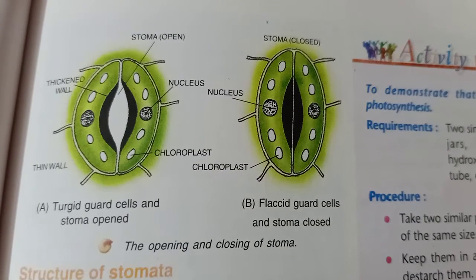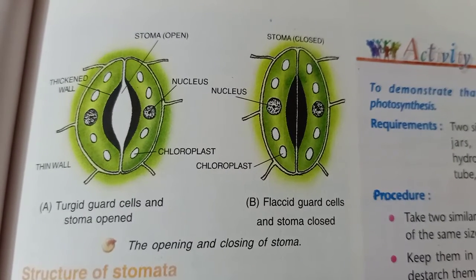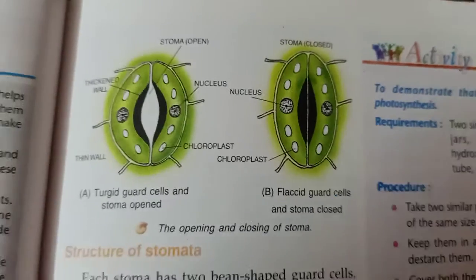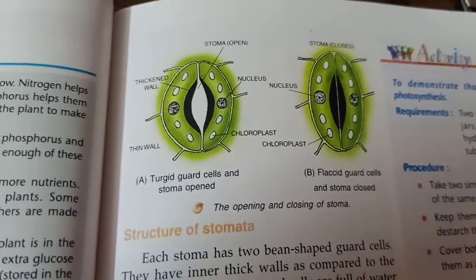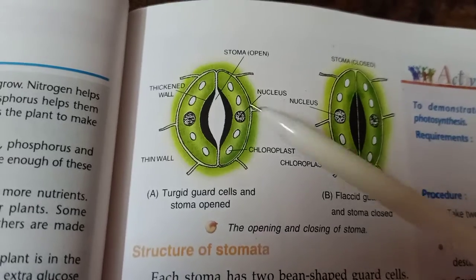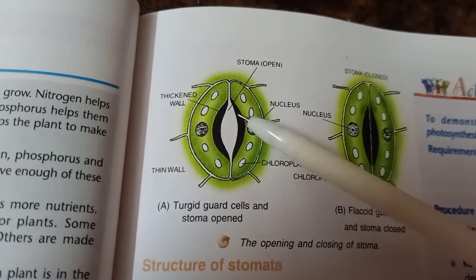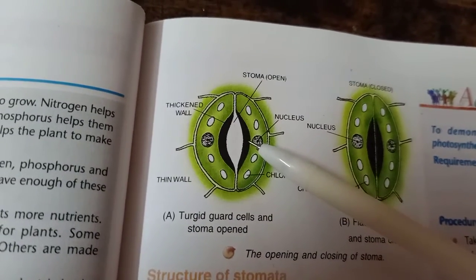Now you can see here the nucleus, the thickened wall, and this part of the stomata is known as the guard cells. You can see this black part, this is known as the guard cells.